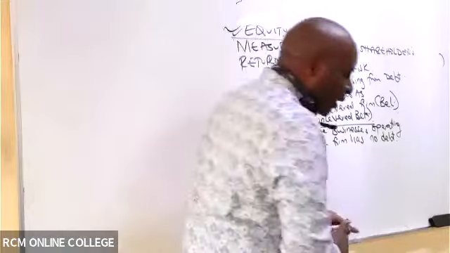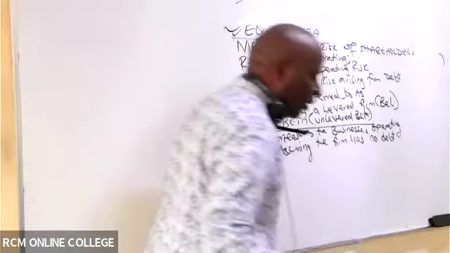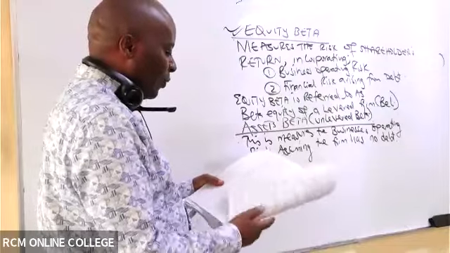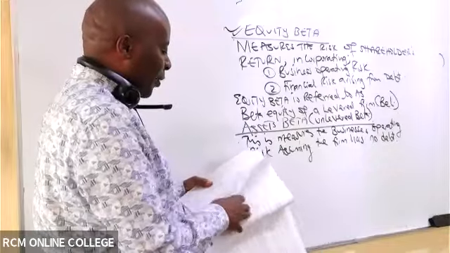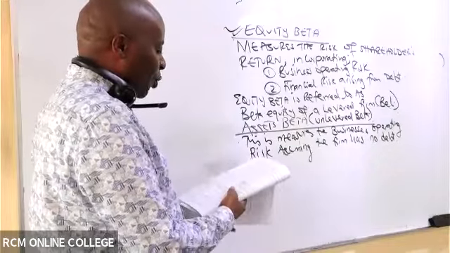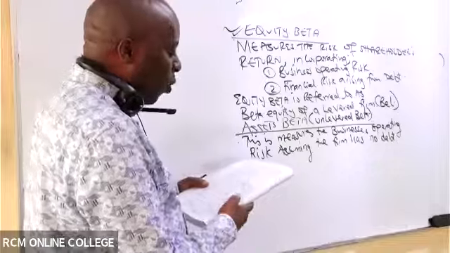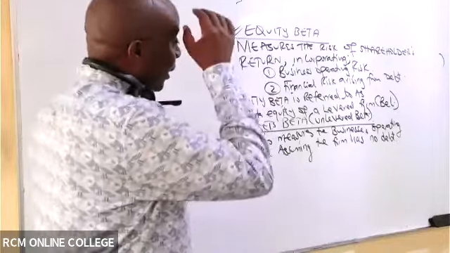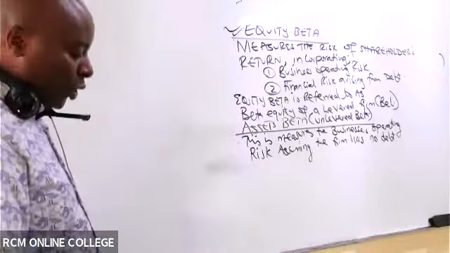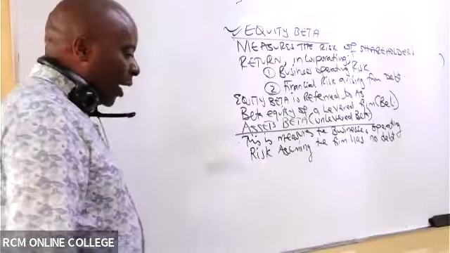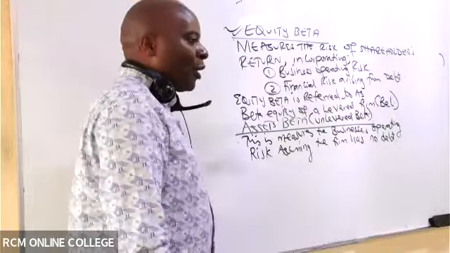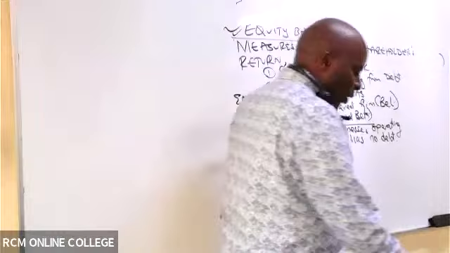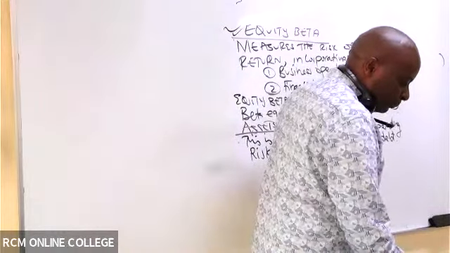So let's get now to our past papers, ladies and gentlemen. I know all of us have past papers, and I would want us to start straight away with December 2024, question number 2, CAO.